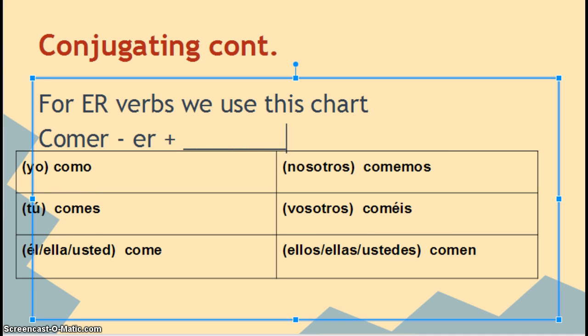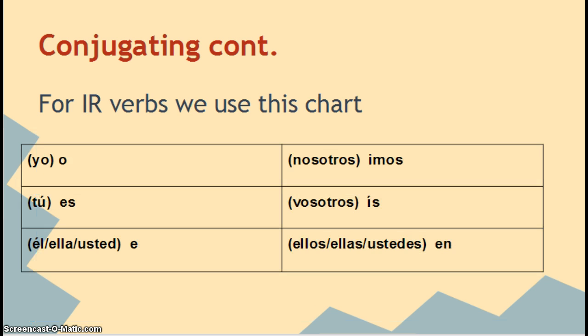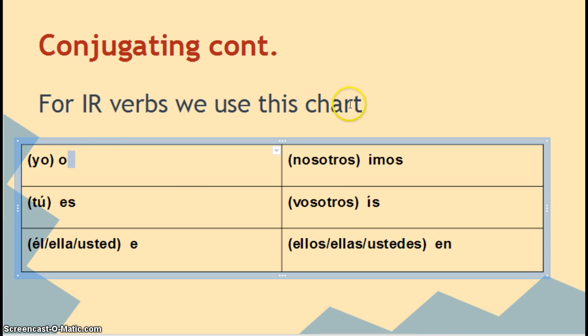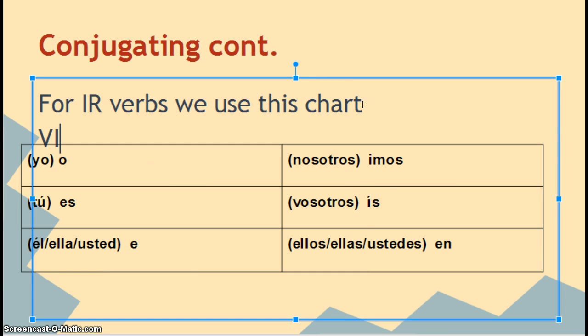Okay? So now this next one should look pretty similar to you because for IR verbs we use really similar endings. The only difference are emos and is instead of amos and áis. So I think for IR we've been using vivir, which means to live. So I'm going to take off my IR and add a new ending, depending on who does the verb.